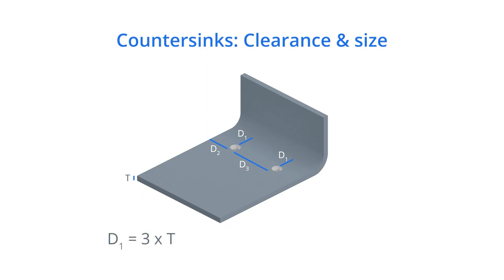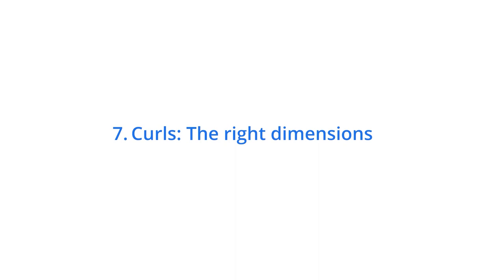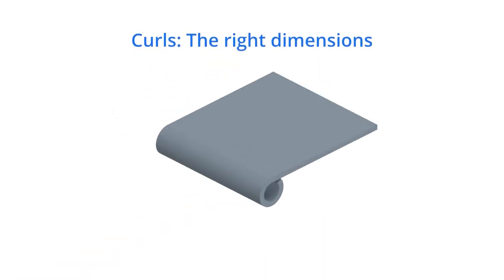Keep a minimum distance of 3 times the material thickness from a bend, 4 times from an edge, 8 times from each other, and they shouldn't be deeper than 0.6 times the material thickness. Curls, the right dimensions. Curled edges are stronger and safer for handling. They are often used to remove a sharp, untreated edge and make it safe.